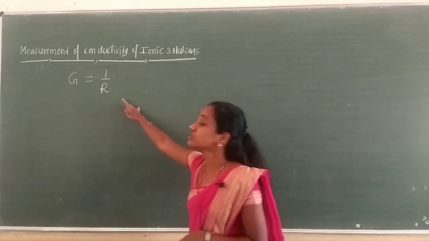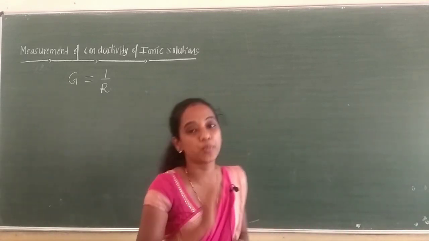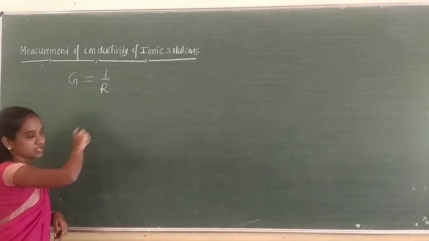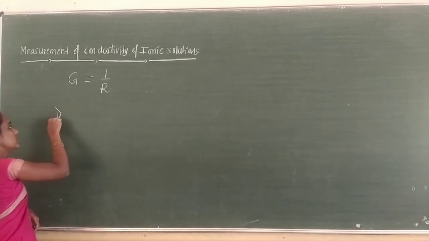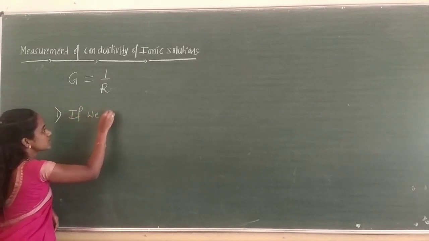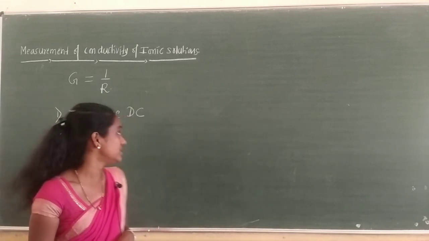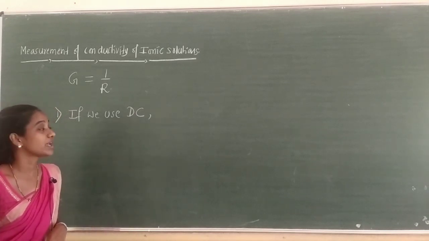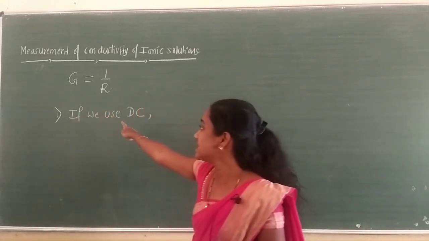Now, while measuring the resistance of the solution, we generally face two problems. The first is that if in a circuit we use direct current, DC, it may change the composition of the solution. The chemical composition of the solution may be altered if we use DC in a circuit.